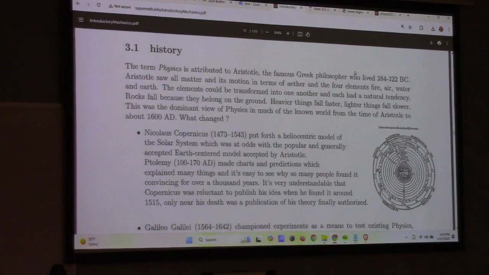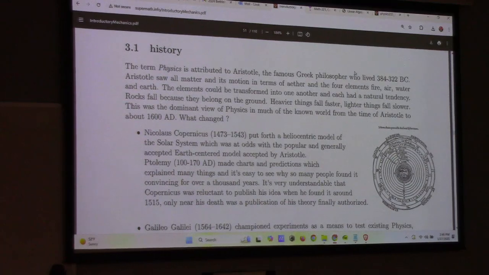These elements could be transformed into one another, and each had a natural tendency. Rocks fall because they belong on the ground, and planets move along their orbits because that's where they belong. Basically, everything is where it is because it's where it's happy. Sounds a lot like chemistry. But anyway, heavier things fall faster.